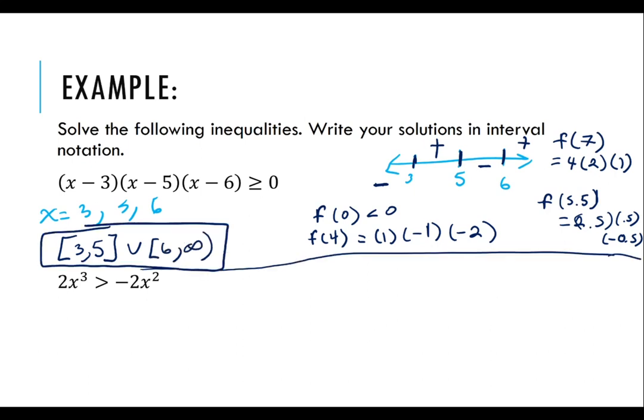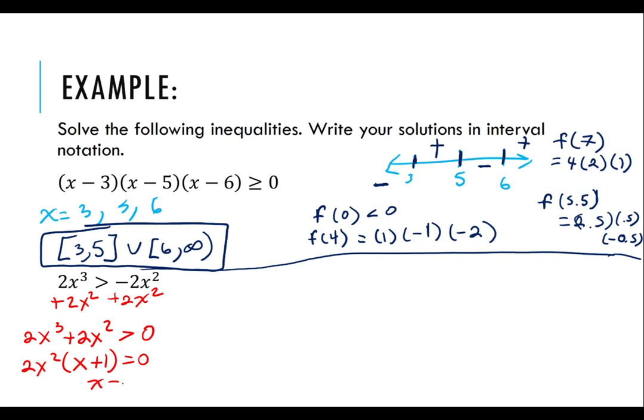Then for our next one, we have 2x cubed is greater than negative 2x squared, but I need to put everything on the same side so we get a relationship with 0. And so then I get that I've got 2x cubed plus 2x squared is strictly greater than 0. Then we need to solve this for 0, so how about 2x squared times x plus 1 is equal to 0? That means that our critical values, x, are equal to 0 and negative 1.